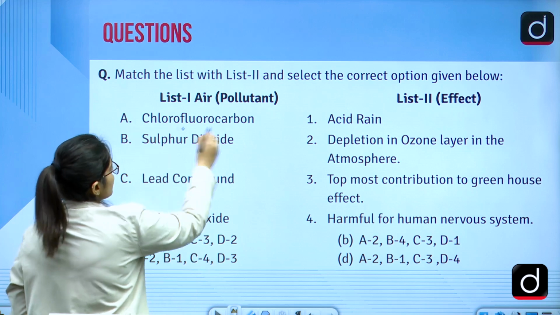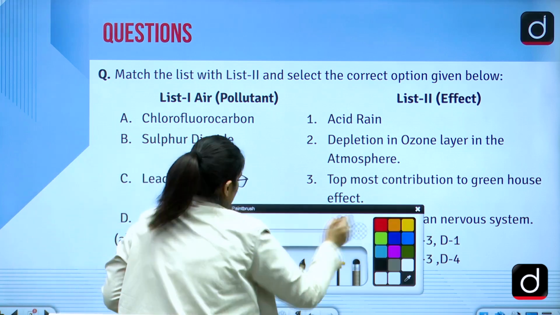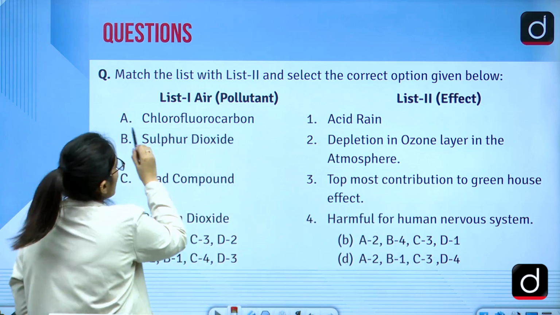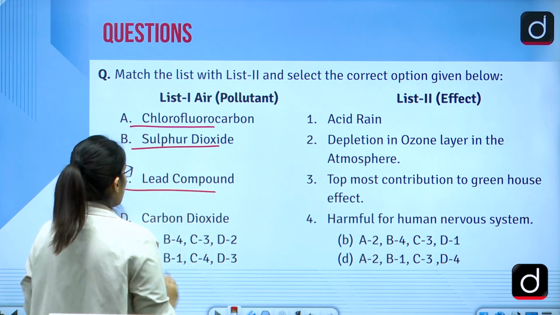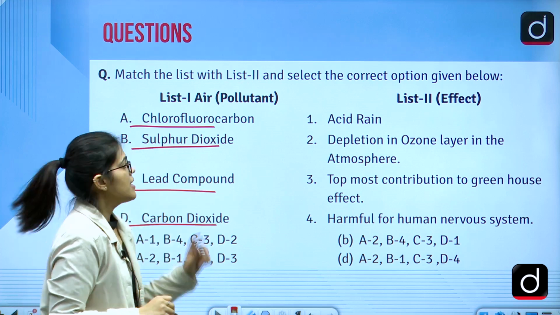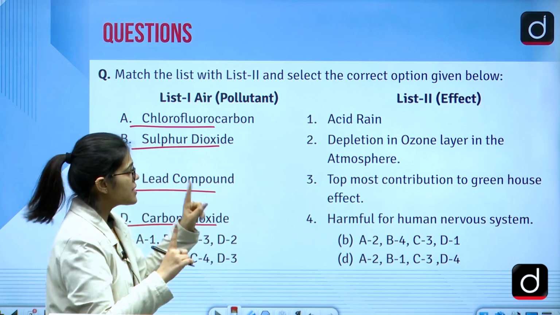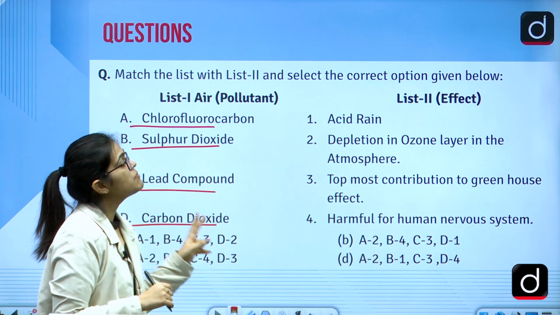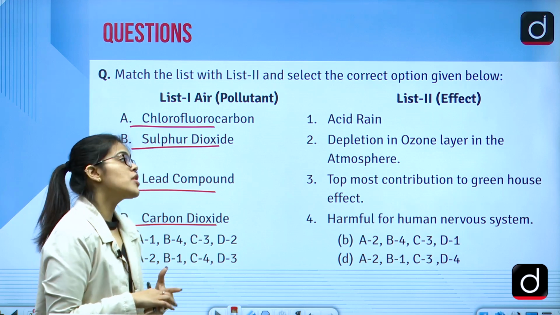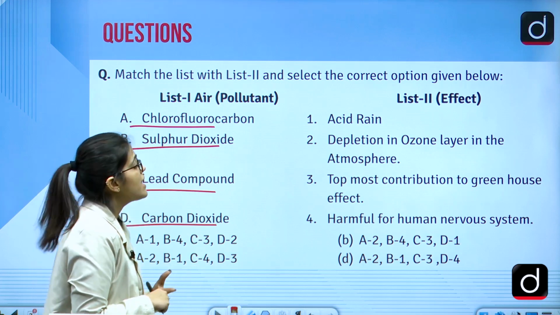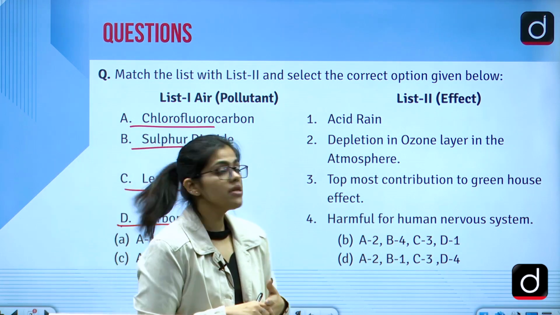So we have the chlorofluorocarbons, then we have the sulfur dioxide, then we have lead compounds, and then we have carbon dioxide. This is the effect list that we have. First is your acid rain, then we have depletion in the ozone layer in the atmosphere, then we have the topmost contribution to the greenhouse effect, and then we have it is harmful to the human nervous system.